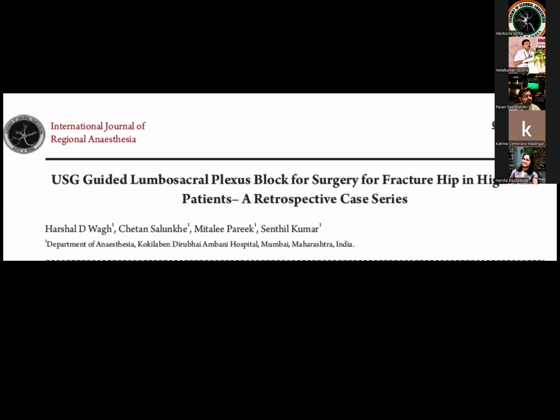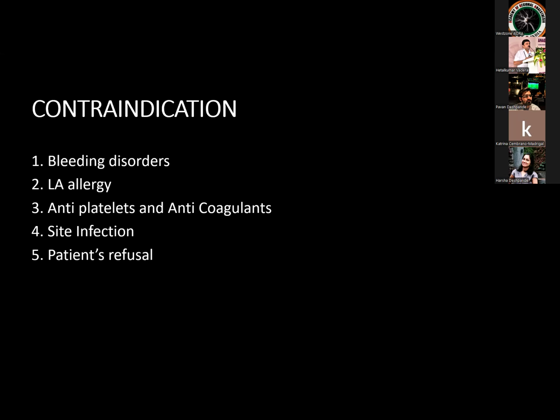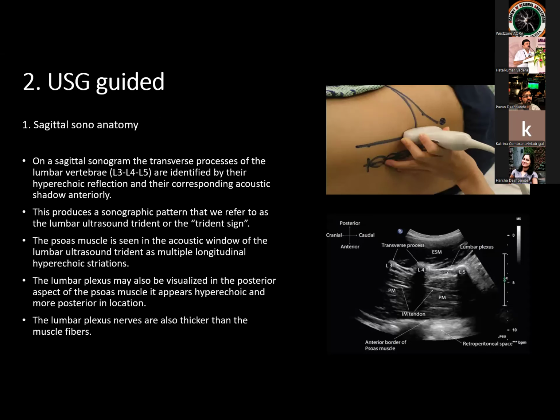This was one study done in our institute by Dr. Harshal sir, Chetan sir, and Senthil sir, in which they used lumbosacral plexus block in high risk patients for hip surgeries. So what are the contraindications? The contraindications are bleeding disorders, local anesthetic allergy, patient on antiplatelet or anticoagulant therapy, site infection, and patient's refusal.